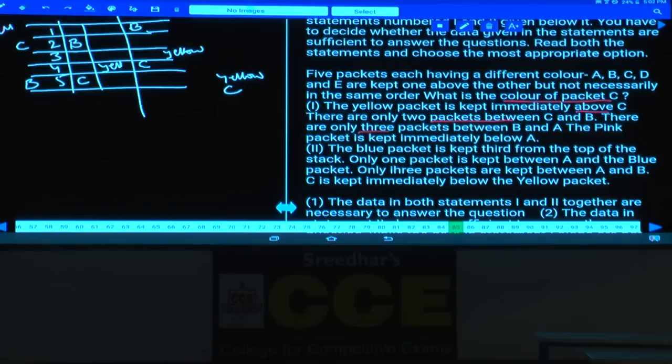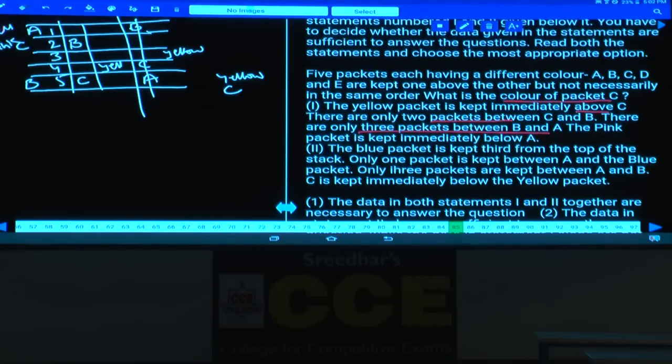There are only 3 packets between B and A. As there are 3 packets between B and A, what is the possibility here? B and A must be here, isn't it? A and B must be at either ends of the row. And the pink packet is kept immediately below A. This is ruled out because A itself is at the last place. And pink is immediately below A, hence pink is this one.